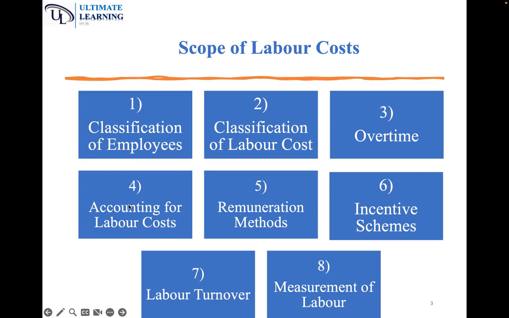Number 4, we look at accounting for labor costs. Under accounting for labor costs, it's basically the double entry that is followed when you are accounting for labor. When you want to pay our employees, for example, the money is kept in the bank. So we credit bank and we debit an account called labor account. And then we will see how to analyze it further.